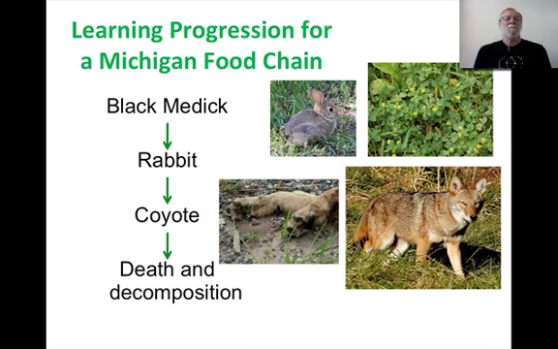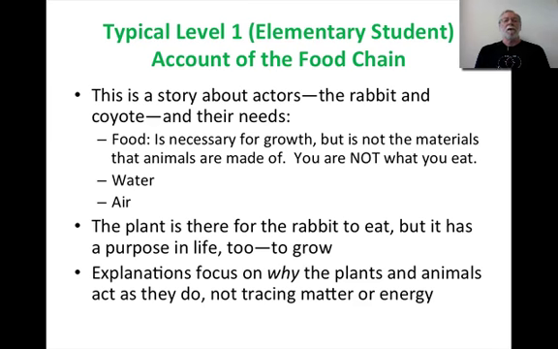We live in Michigan, and so I'm going to use an example of a food chain here in Michigan. Black medic is a common clover-related weed that grows here. Rabbits like it, and so rabbits eat the black medic. There are coyotes that sometimes eat the rabbits. Sometimes the coyotes die and decompose. So how would kids at different learning progression levels tell the story of this food chain? Let's start with the lowest level, level 1.